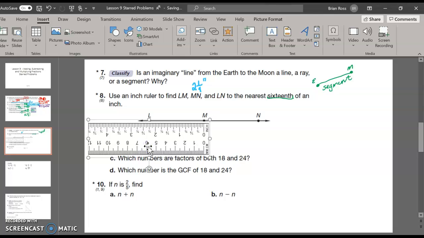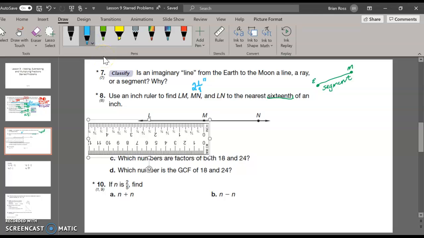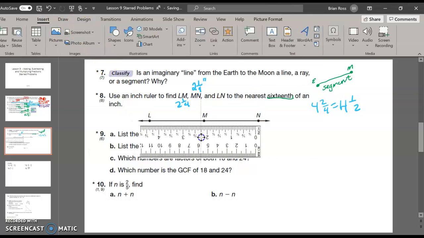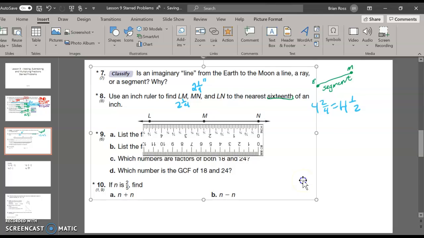Looks like the same. Okay, let me get into draw. Oh, yeah, that's good. Okay, so this is 2 1/4 as well. And LN is going to be that plus that. So if I add those, I get 4 2/4 or 4 1/2. Let's see if that's what actually happens when we move this to 0. Yeah, look at that. It's 4 1/2. So we got it.